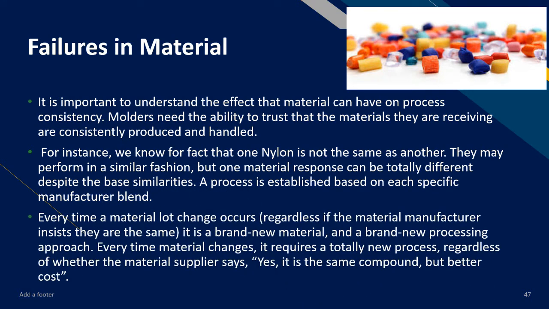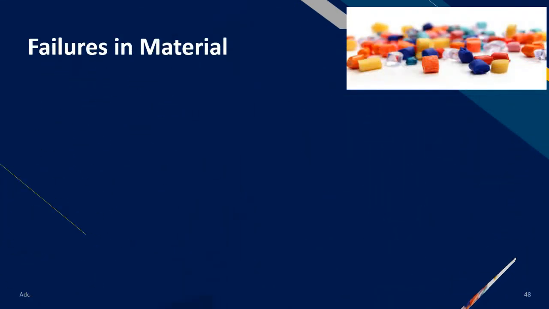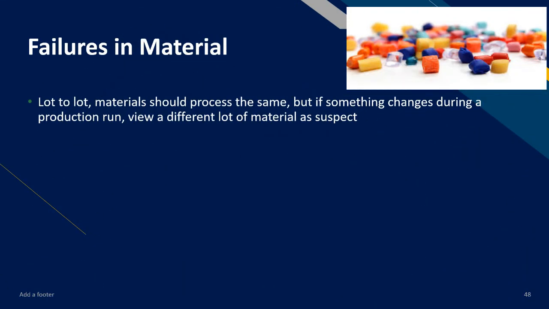Every time a material lot change occurs, regardless of whether the material manufacturers insist they are the same, it should be treated as a brand new material and a brand new processing approach. Every time material changes, it requires a totally new process, regardless of whether the material supplier says yes, it is the same compound but better cost. Lot to lot, materials should process the same, but if something changes during a production run, view a different lot of material as suspect.